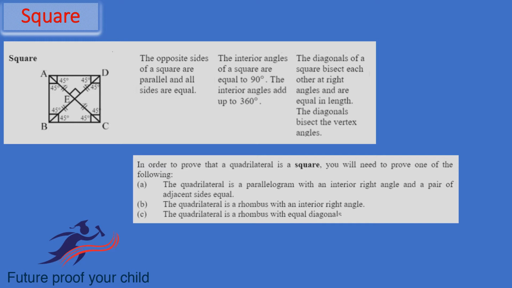So in order to prove that a quadrilateral is a square, you will need to prove one of the following. A. The quadrilateral is a parallelogram with an interior right angle and a pair of adjacent sides equal. B. The quadrilateral is a rhombus with an interior right angle. C. The quadrilateral is a rhombus with equal diagonals.